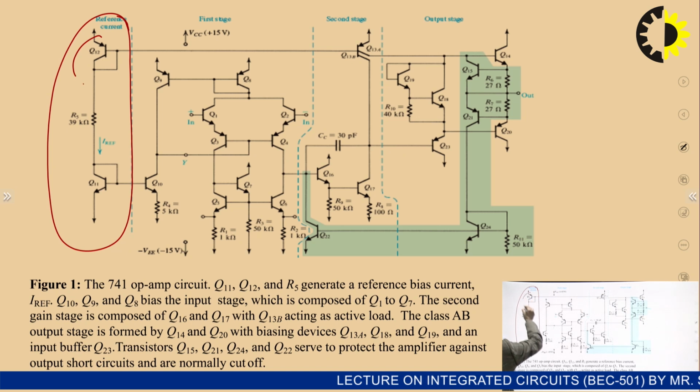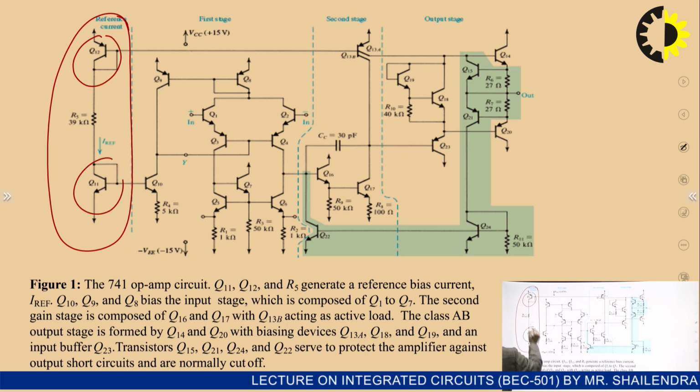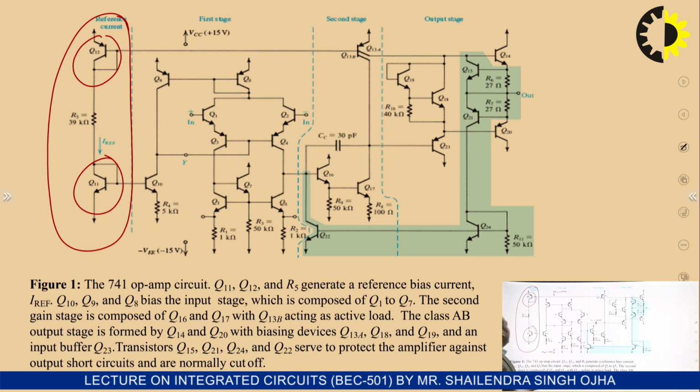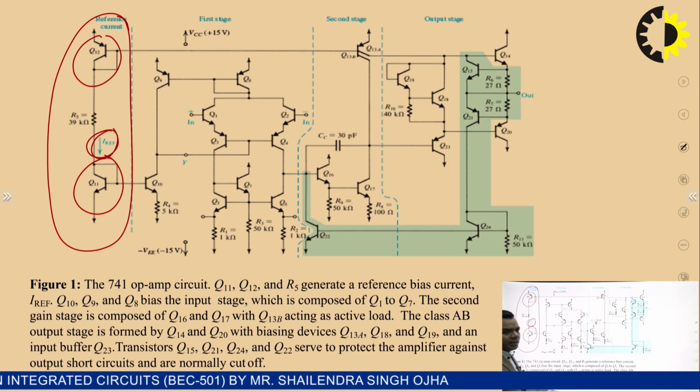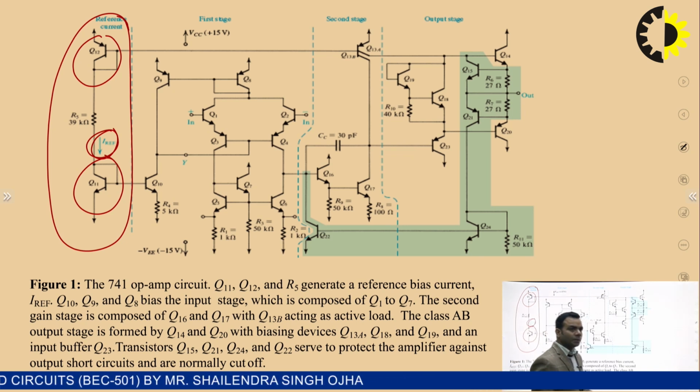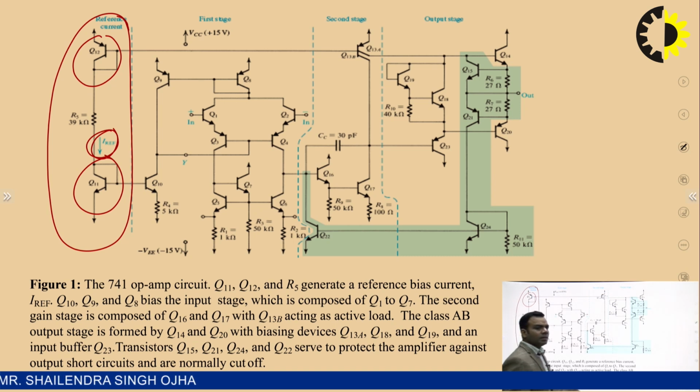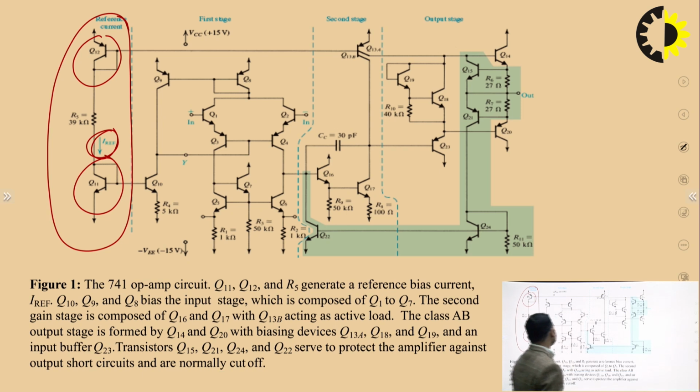This Q12 and Q11 will form a current mirror, and this reference current can be obtained at whatever value you want. Soon we will discuss how we can select the particular value of reference current. After this, this is the first stage.